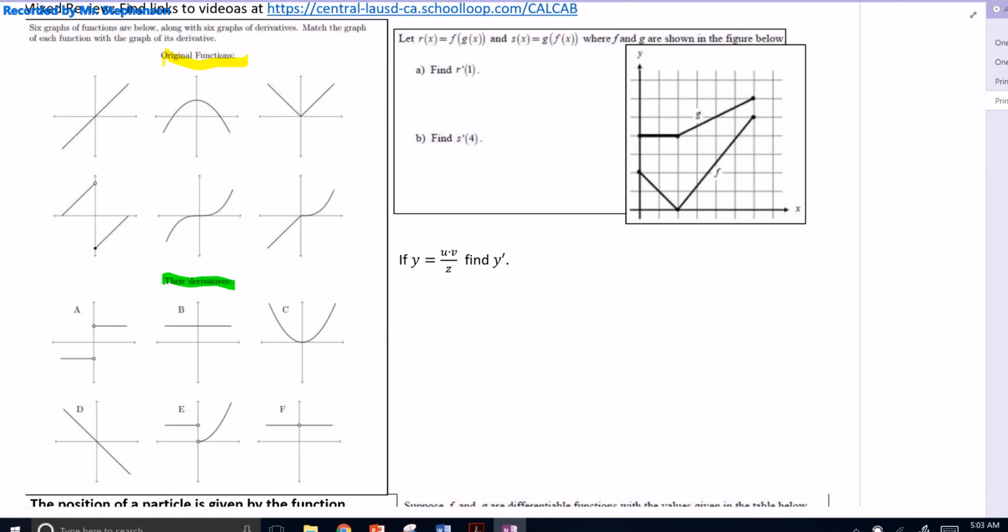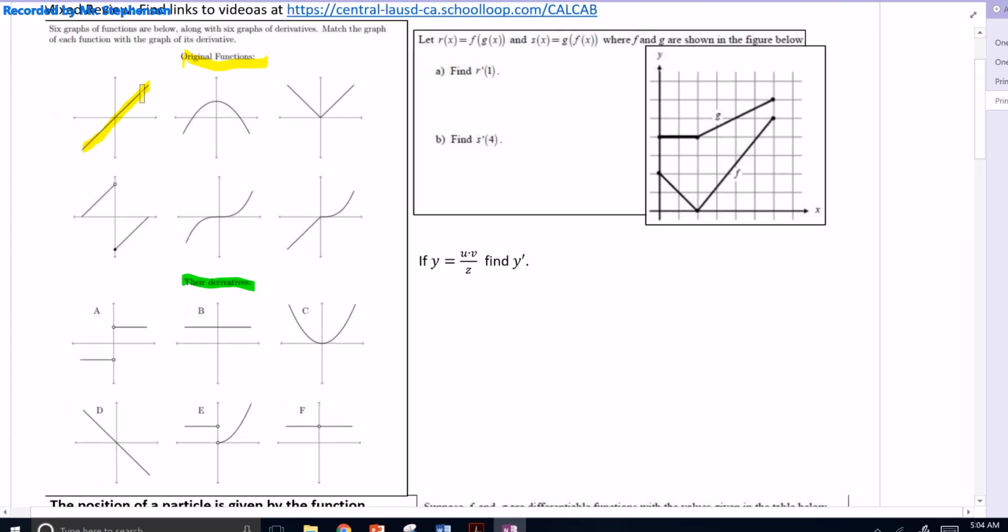Remember, the derivative tells us the slope. So if my original function is increasing, my slope will be positive. If my original function is decreasing, my slope will be negative. And if my original function has a max or min, then the derivative will be 0. So look at this first one.